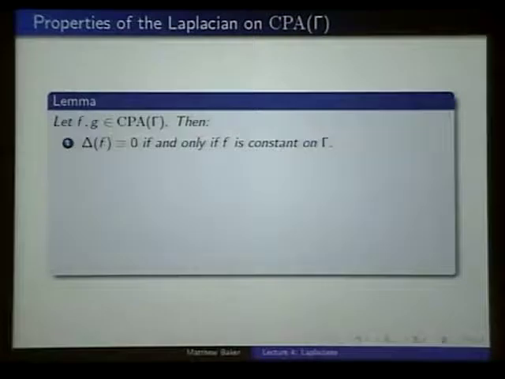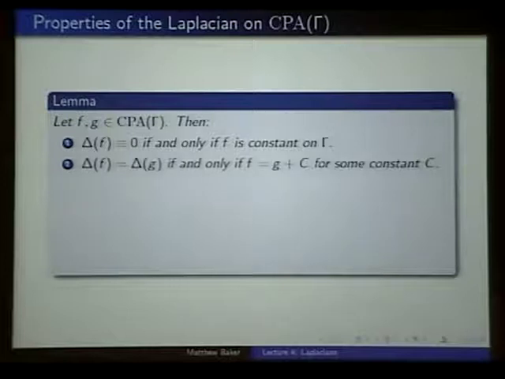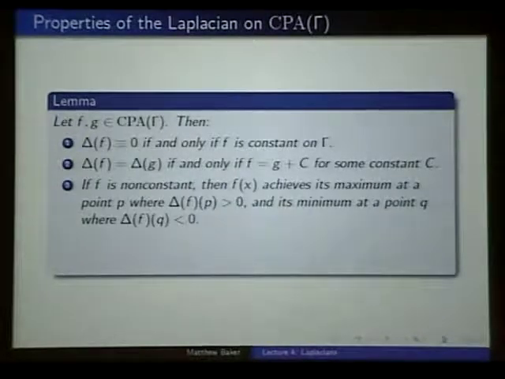So first of all, the Laplacian is 0 if and only if f is constant. The Laplacians of two functions agree if and only if they differ by a constant. That follows from 1 plus linearity. Here's a kind of maximum modulus principle for graphs. If you have a non-constant function, these are piecewise linear functions, remember, then f achieves its maximum at a point where the Laplacian is strictly positive and its minimum at a point where the Laplacian is strictly negative. So if you like, this is like the second derivative test in calculus, but for graphs.